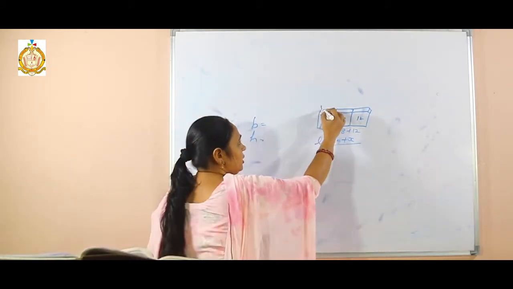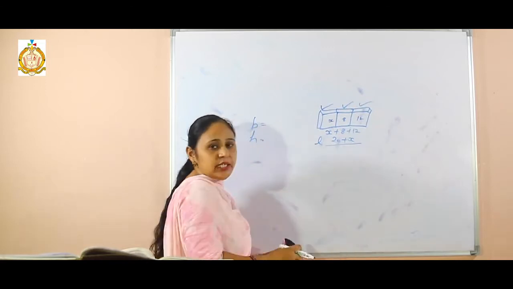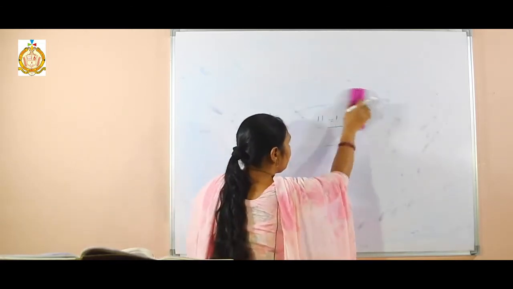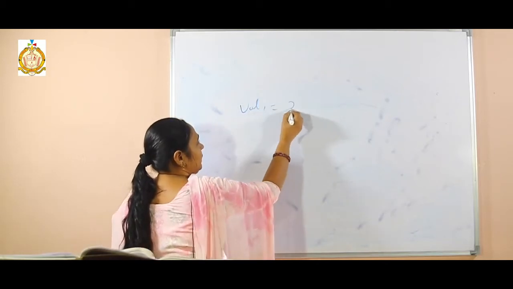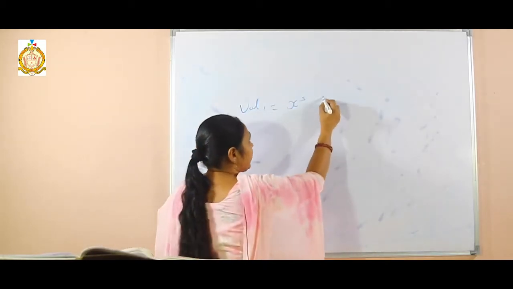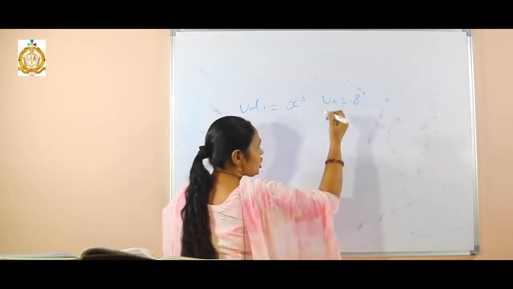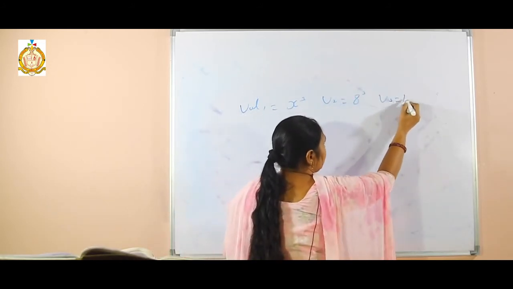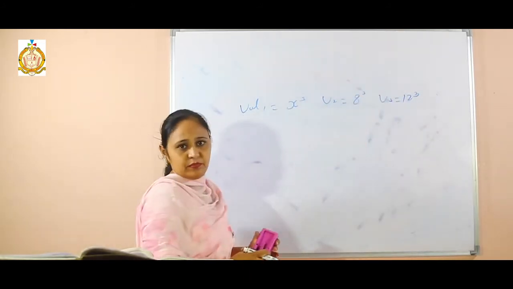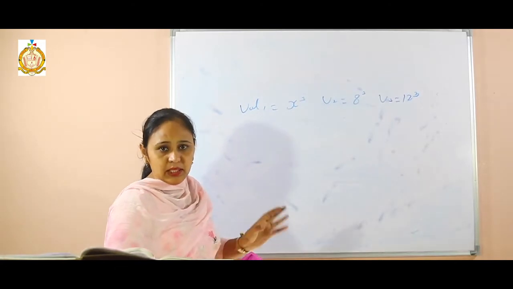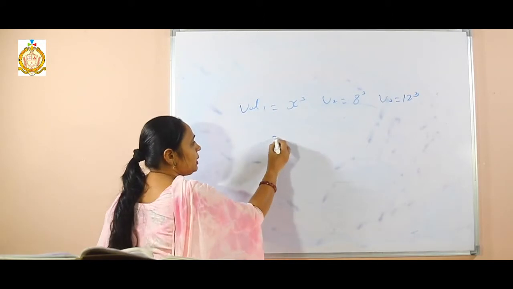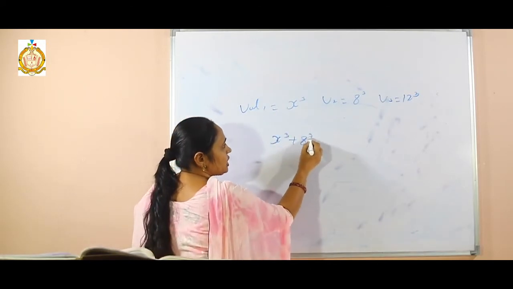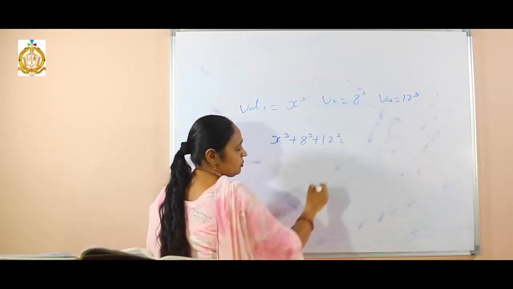First melt this one, second melt this one, third melt this one. Then the first volume becomes x cube, the second volume becomes h cube, and the third volume becomes 12 cube. These 3 are melted. Then I have to add because I collect them in the 1. Then it becomes x cube plus h cube plus 12 cube.